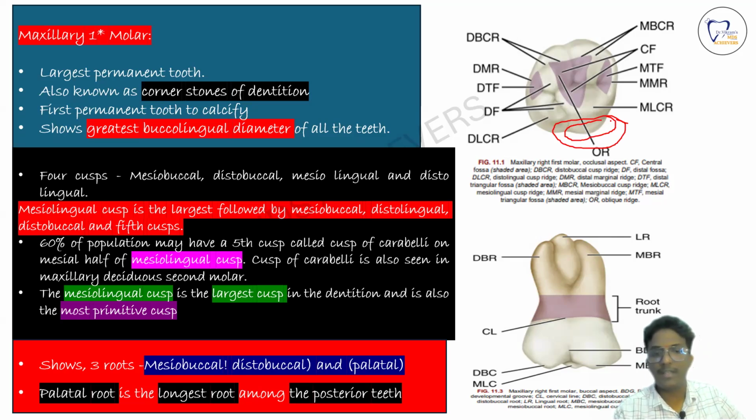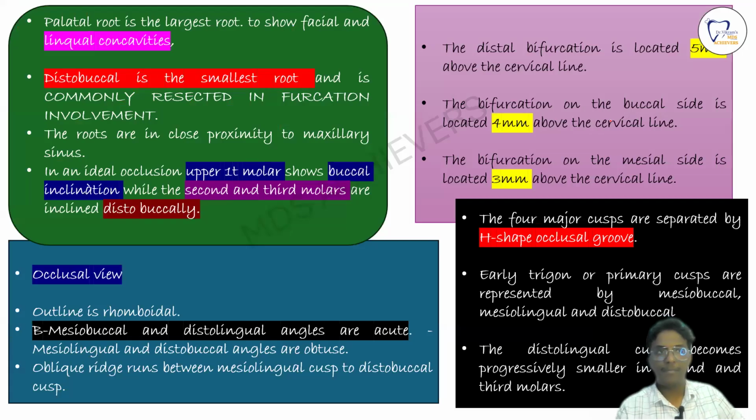It shows three roots: mesiobuccal, distobuccal, and palatal. The palatal root is the longest root among the posterior teeth and the largest root, showing facial and lingual concavities also. The distobuccal is the smallest root and is commonly resected in furcation involvement. Generally, if furcation involvement occurs, then we will be removing this tooth. The roots are in close proximity to the maxillary sinus.